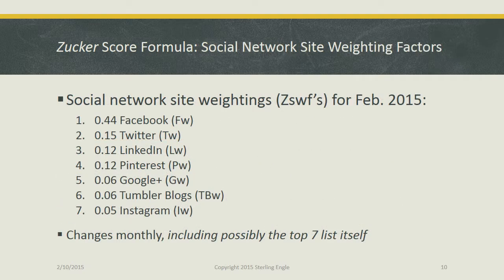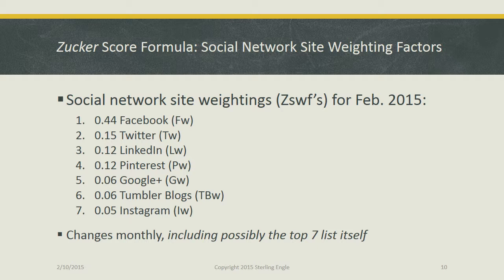How do you know what the site weighting factor is? Here are the actual values for February 2015. Led by Facebook with 44%, Instagram at 7%, Pinterest contributes just 5% of the Zucker scores this month.